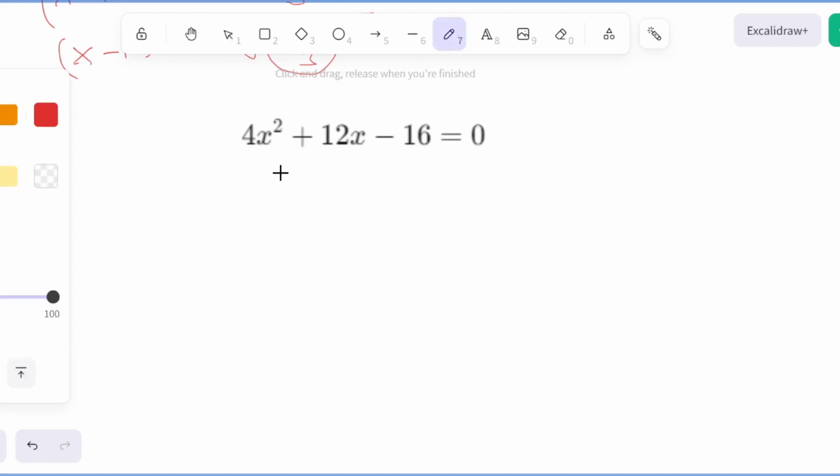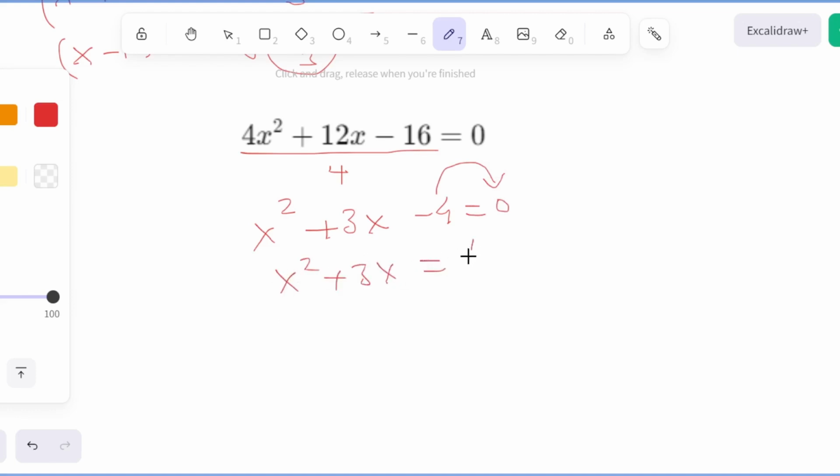Yes. So same thing. The coefficient of x square is not 1. So divide the whole equation with 4. Good thing is we get whole numbers here. This is going to give x square plus 3x minus 4 equal to 0. Take minus 4 to the other side. So this becomes x square plus 3x equal to 4.